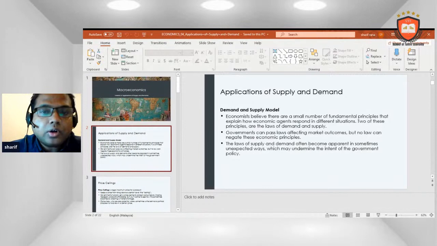Government can pass laws that affect market outcomes, but no law can negate this economic principle. The law of supply and demand often becomes apparent in sometimes unexpected ways, which may undermine the intent of government policy.